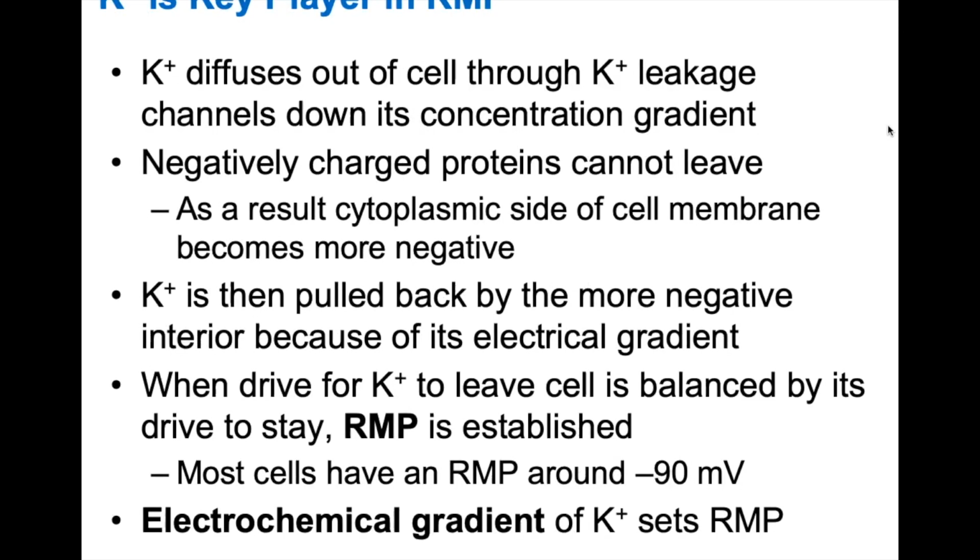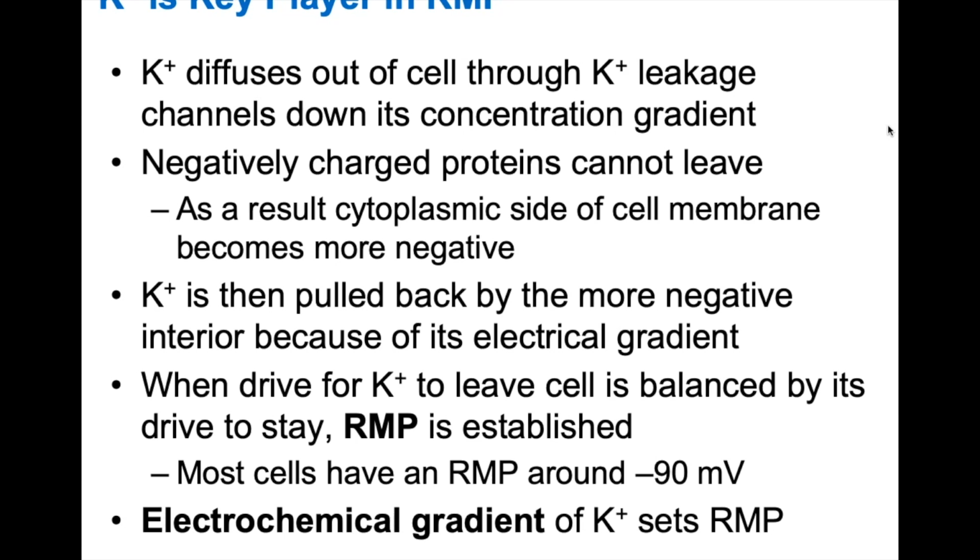So potassium is going to diffuse out of the cell through the potassium leakage channels, which is down its concentration gradient, which means that is passive transport. Negatively charged proteins cannot leave. As a result, our cytoplasmic side of the cell membrane becomes more negative. So on the interior, you have a strong negative charge and you're releasing positive ions. So you're getting more and more negative as you're releasing more and more positive molecules to the outside.